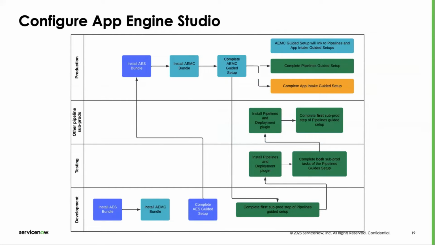All right, so I wanted to show this image real quick. We're not going to go too far into this because we're going to cover part of this in a live demo here in just a couple of minutes. But this is a really good high-level overview of the different steps to installing AES, AEMC, which is the App Engine Management Center, as well as pipelines and application intake. All four of those are different apps, but they all come together to provide governance with your system.